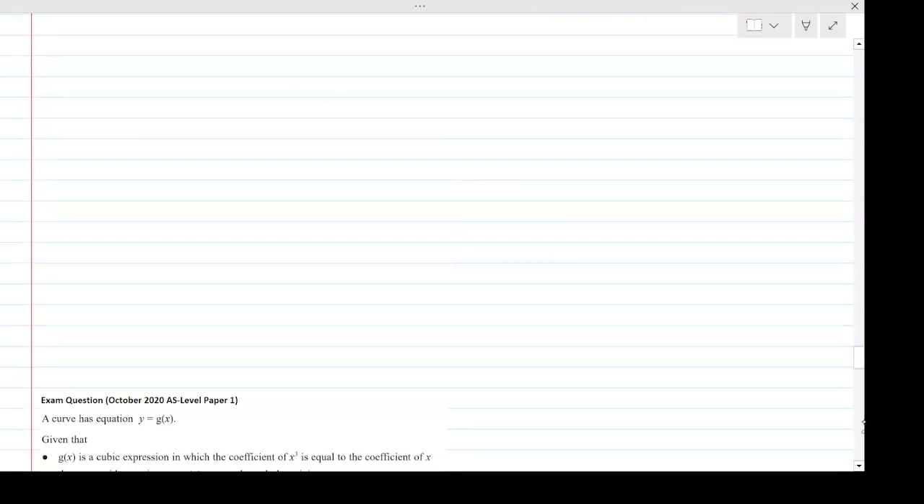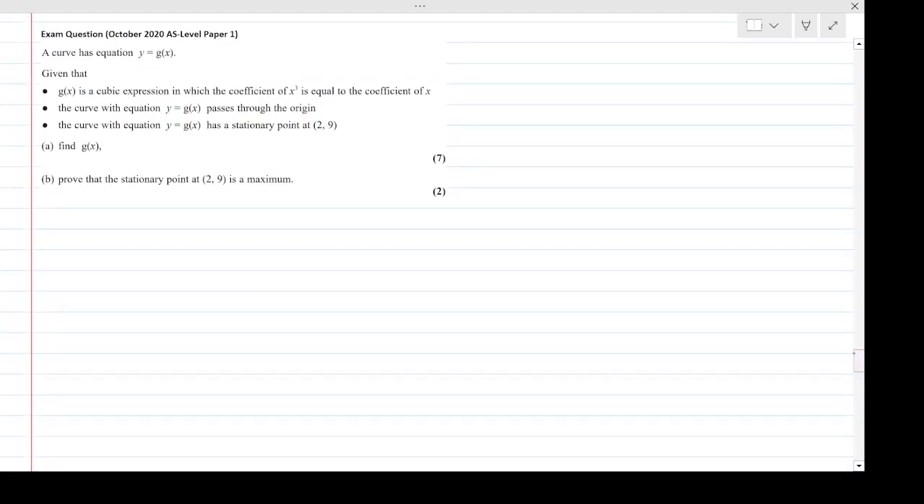Okay, we're going to finish up with this final exam question, which I think is interesting. It was towards the end of an AS paper. It's like a puzzle, really, I'll describe it. But let's have a look. We're told the curve has equation y is g of x. Given that g of x is a cubic expression for which the coefficient of x cubed is equal to the coefficient of x. The curve passes through the origin. Now the origin is going to be 0, 0. And the curve has a stationary point at 2, 9. We need to find the expression for g of x.